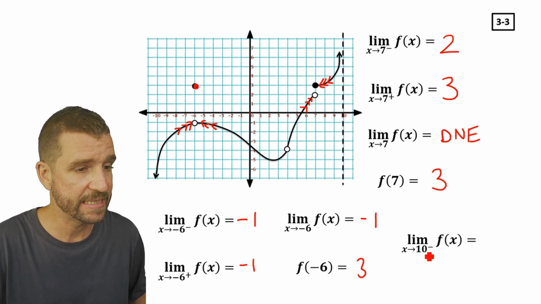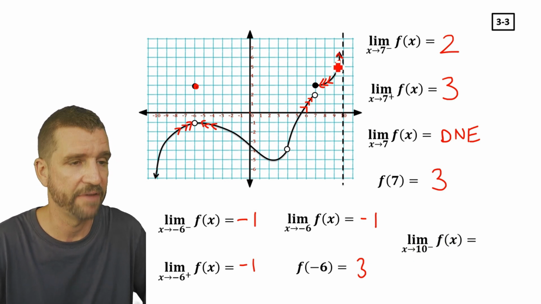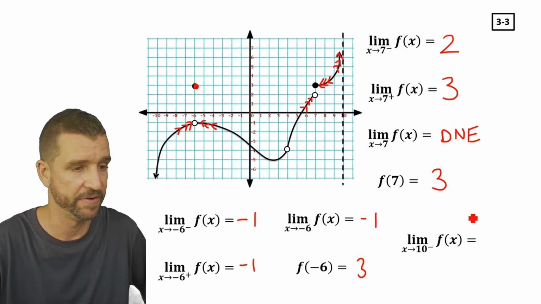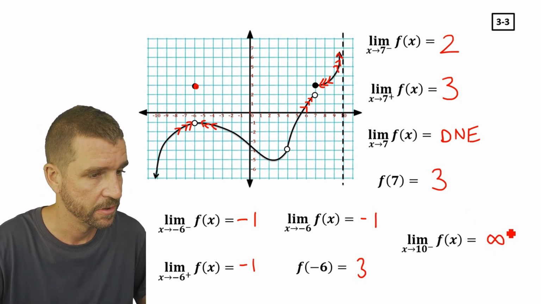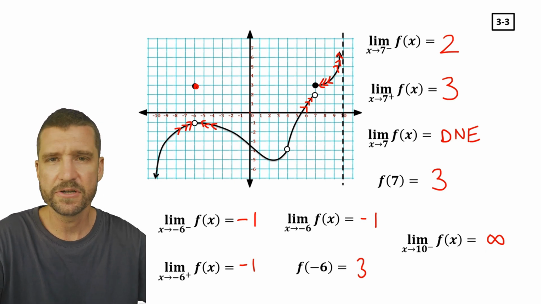And the limit as x approaches 10 from the left of f of x. As we approach 10 from the left, it looks like we're shooting off to positive infinity. So this one equals positive infinity. All right, so nothing too tricky there.